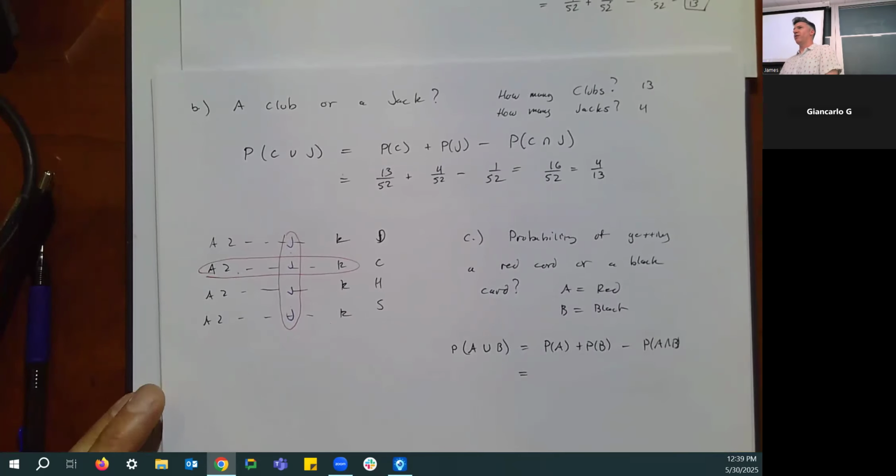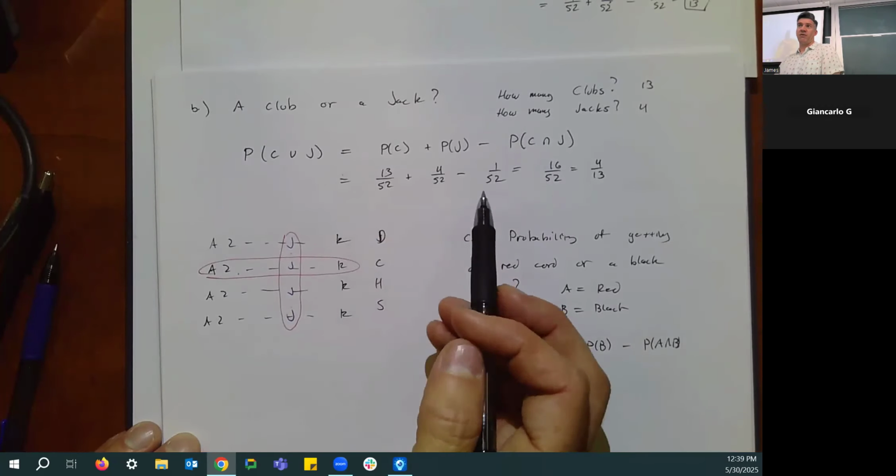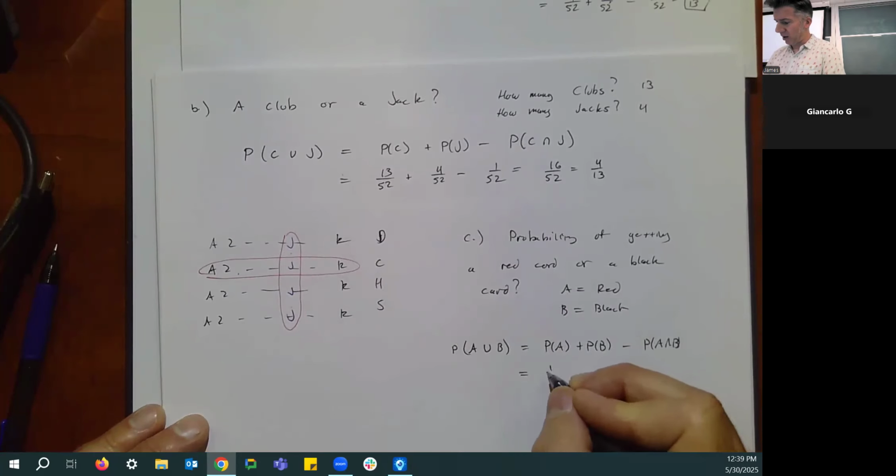What's the probability of getting a red card? You can say 26 out of 52. You can also say 1/2. I know for a lot of these, I haven't reduced the fractions because I knew I was going to have to do some addition or subtraction before, so I didn't. Here it's okay because it's going to work out just fine.